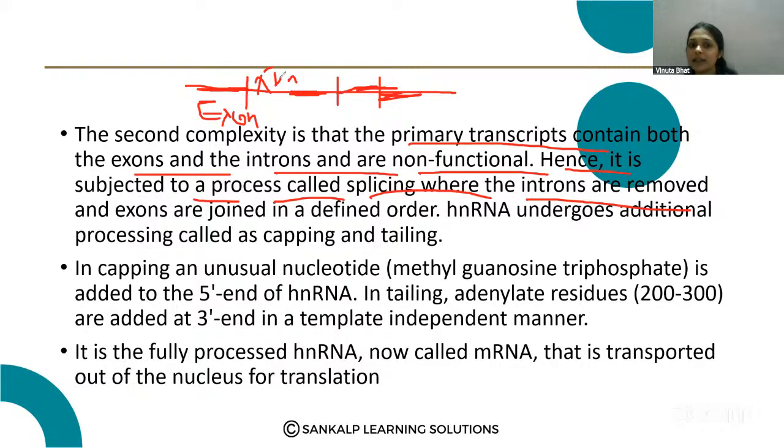So because of that, the introns are removed and the exons are joined. Exons are involved in protein synthesis. So they join the exons and remove the introns. Okay, so that is called splicing. And again, the process of capping and tailing is also there. So what is this capping and tailing?